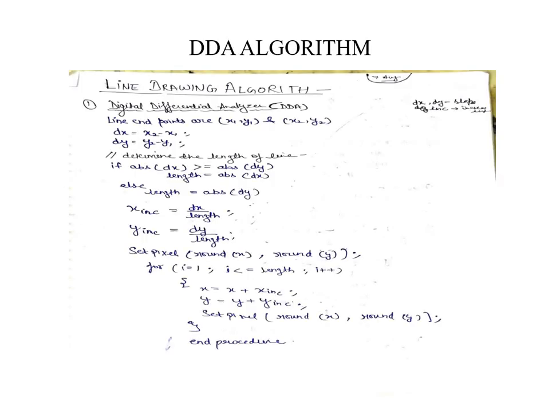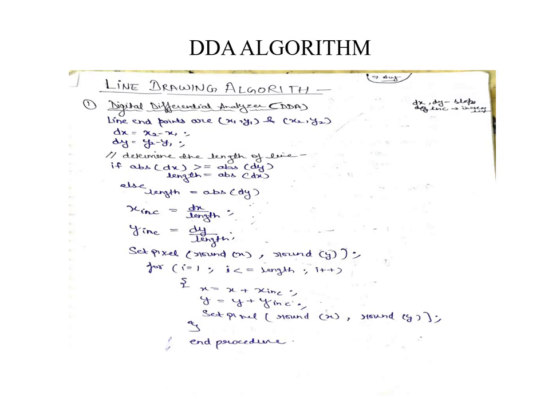Now come to the algorithm of DDA. What is the algorithm and what is the mechanism of this algorithm? The two endpoints of a line segment are specified at positions x1, y1 and x2, y2. In the first step we find dx and dy. What is dx and what is dy? Change in interval, or we can say change in position. So how do we find dx? dx equals x2 minus x1 and dy equals y2 minus y1.